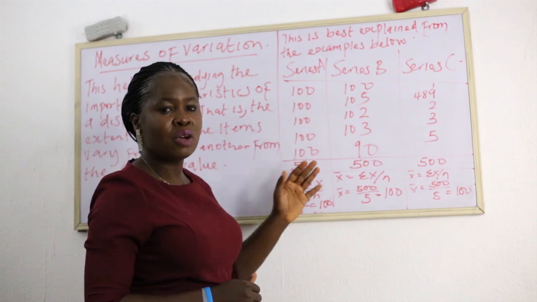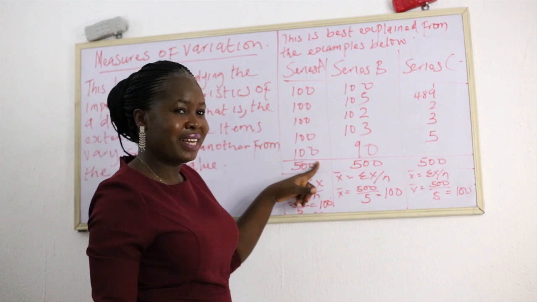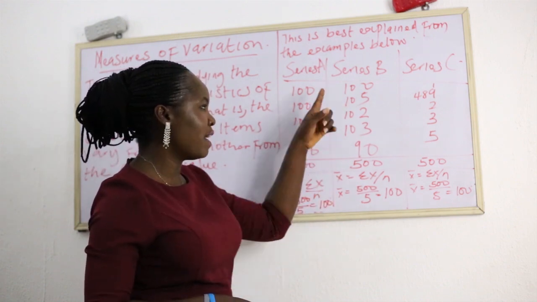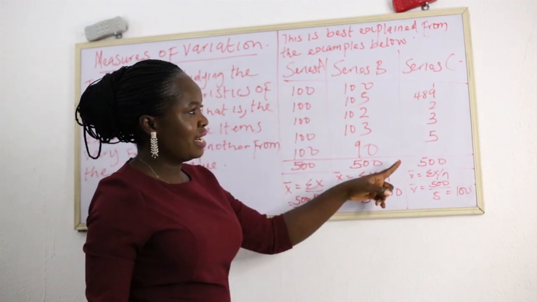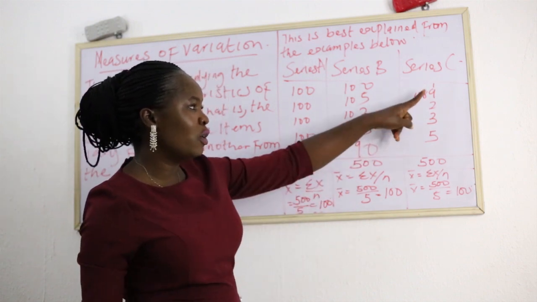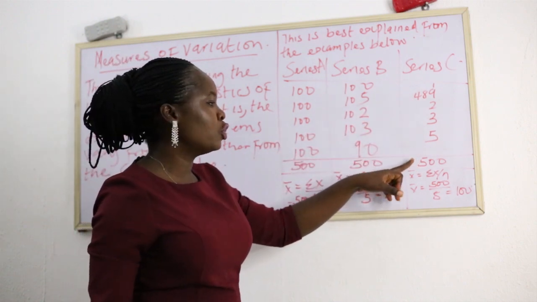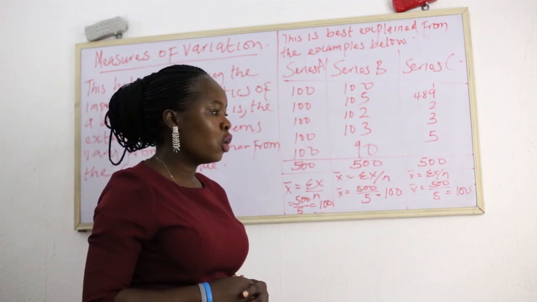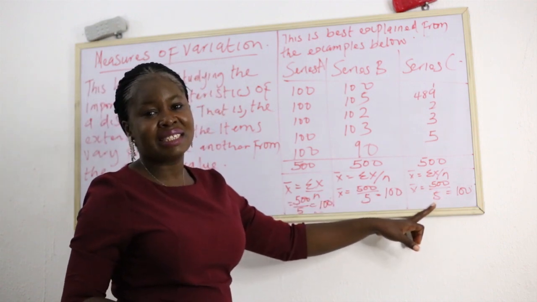If we take the mean of each of these series, the mean for series A is 500 divided by 5, which is 100. The mean for series B is 500, adding all these values together, divided by 5, which is also 100. The mean for series C is also 500, that is adding 1 plus 4 plus 89 plus 2 plus 3 plus 5, which is also equal to 500. And our mean, x bar, is equal to summation x all over n, that is x bar equals 500 all over 5, that is 100.